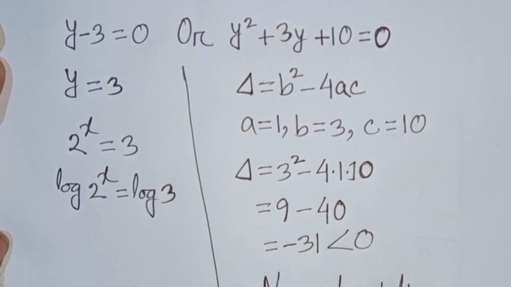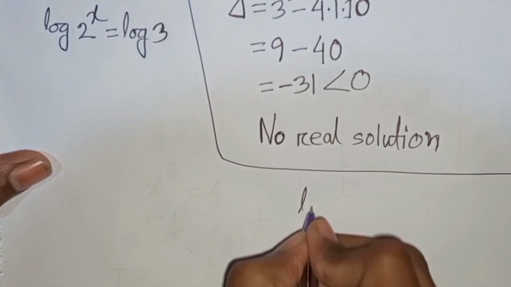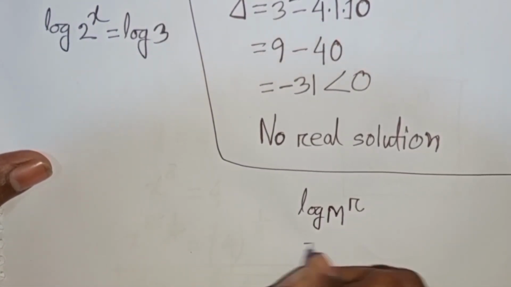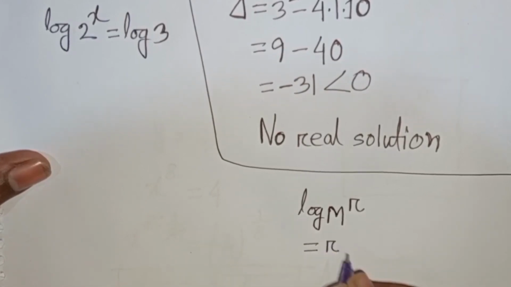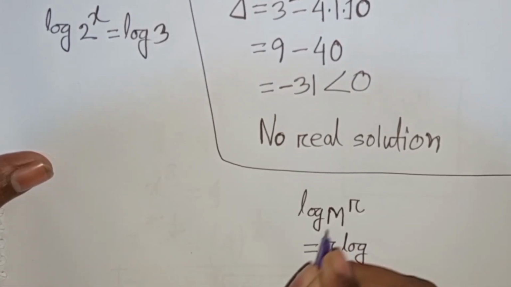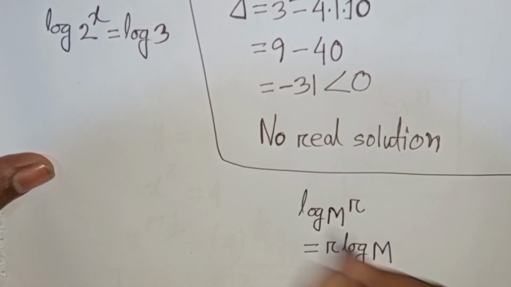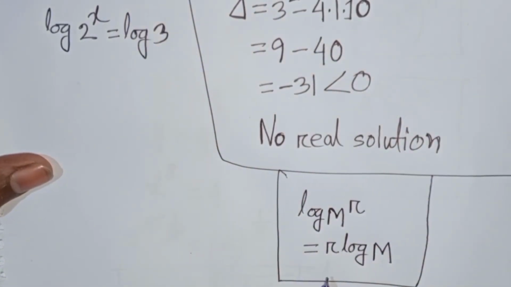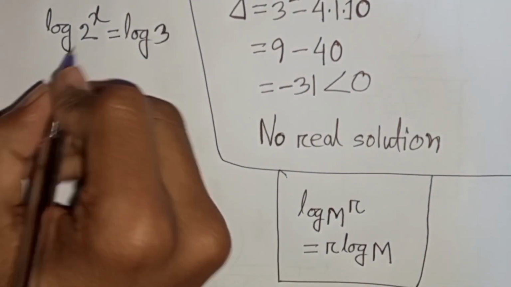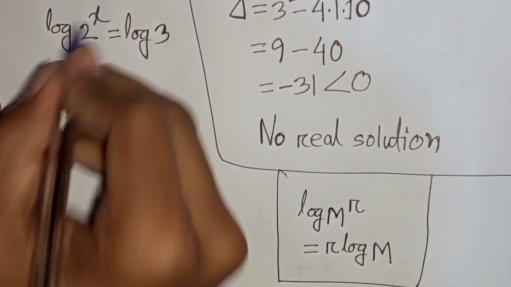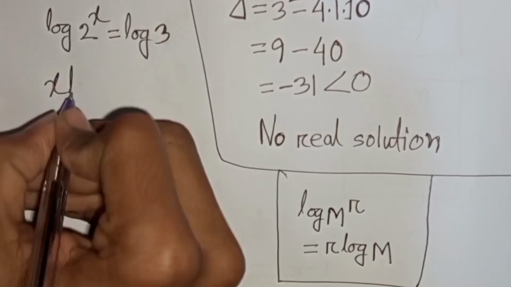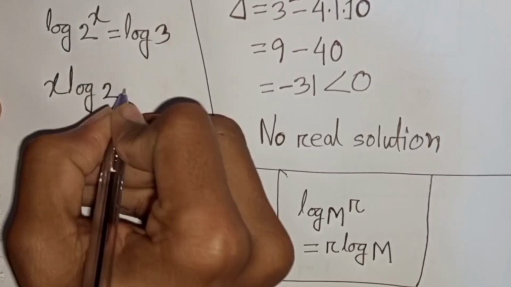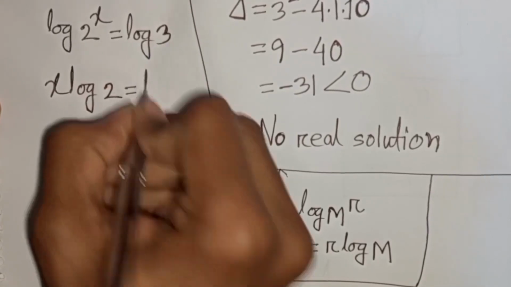Now here I can apply the rule that log m power r is equal to r log m. That means this power moves to the base. So according to this rule, you can compare here. This power x will move to the base. So you can write here x log 2 is equal to log 3.